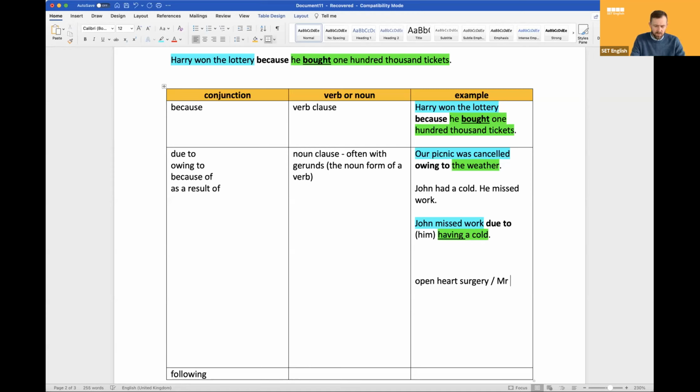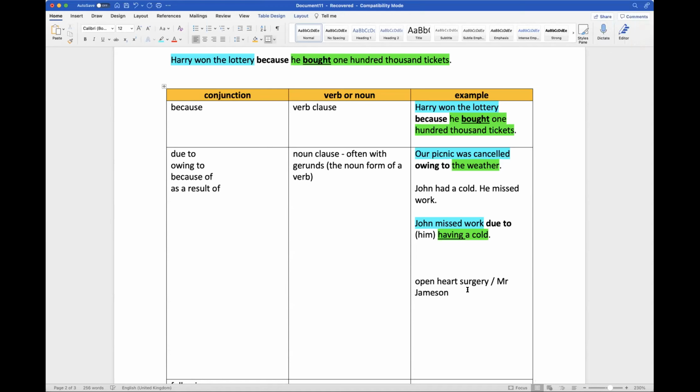What could we call them? Mr. James. Okay. Mr. Jameson. We'll call him Mr. Jameson. Okay. Why do you think he had open heart surgery? Due to cardiac arrest. Yeah. Okay. So what would be the verb with that, Mr. Jameson? Underwent. Well, no, you don't undergo cardiac arrest.